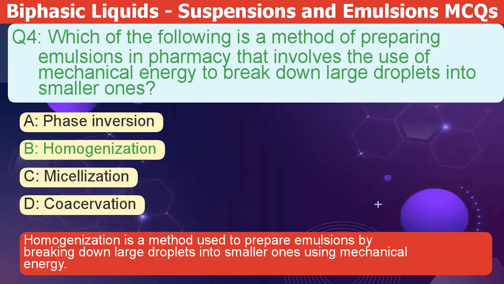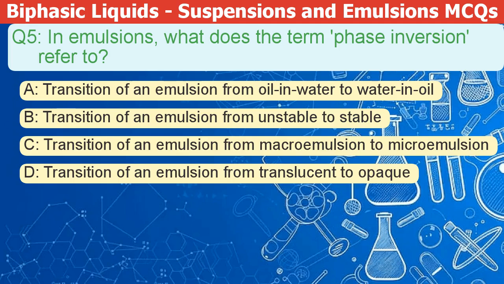The correct answer is B. Homogenization is a method used to prepare emulsions by breaking down large droplets into smaller ones using mechanical energy. In emulsions, what does the term phase inversion refer to?